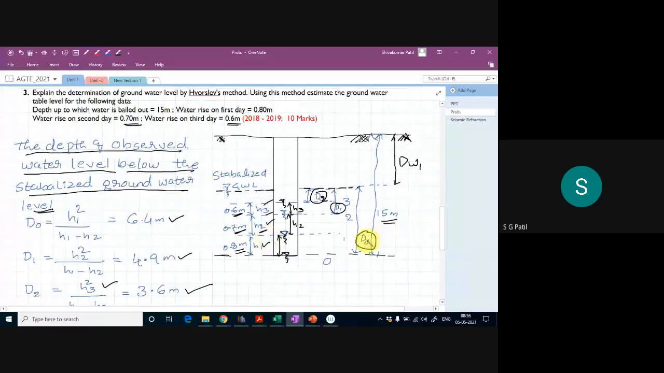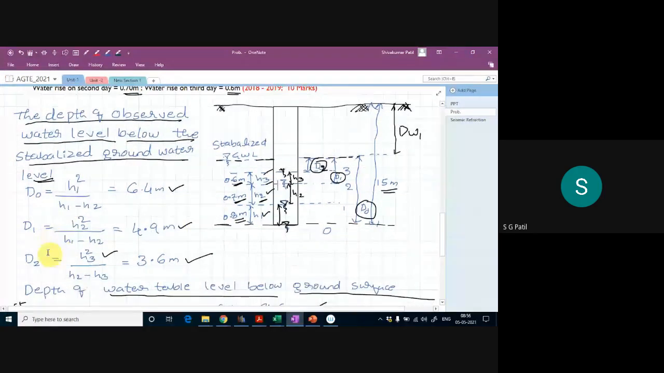Now I know H1, H2, H3. I have to find out D0, D1, and D2. These are the depths from the stabilized groundwater level. So I know the formula. D0 is equal to H1 squared divided by H1 minus H2. Again, D1 equals H2 squared divided by H1 minus H2. Like that, you know H1, H2, H3. Simply substitute in this formula and you will get D0, D1, and D2.